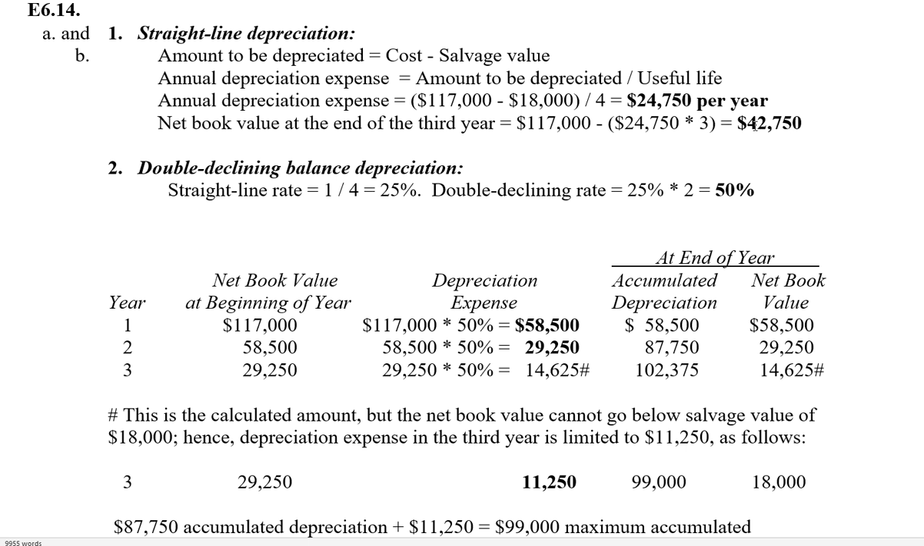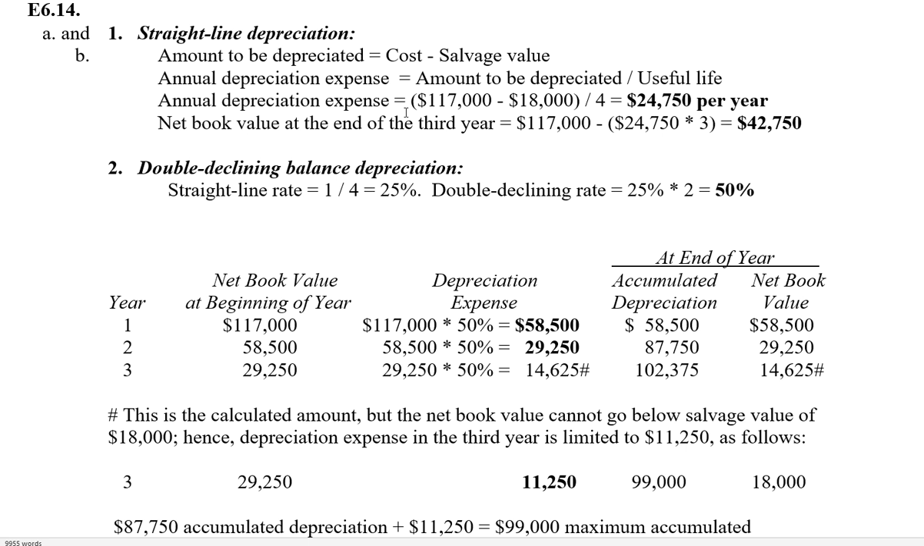And then on the next year, if you were to take another year of depreciation, then you would have a net book value of 18,000 when you use straight line. So net book value at the end of the 4th year would be a book value that was equal to the salvage value.